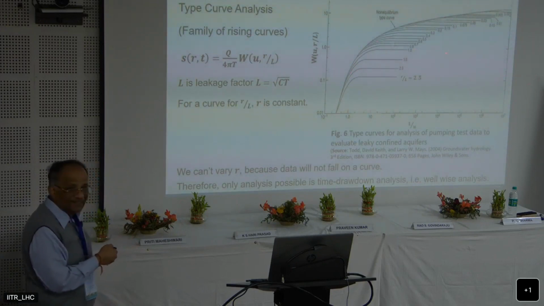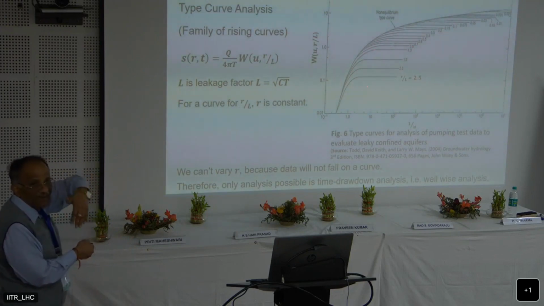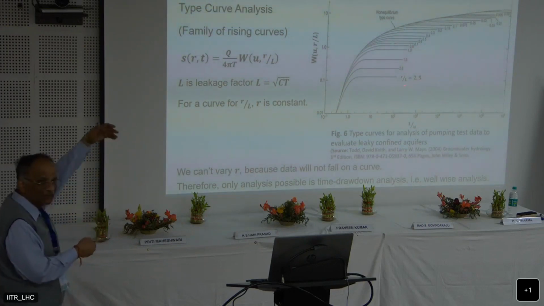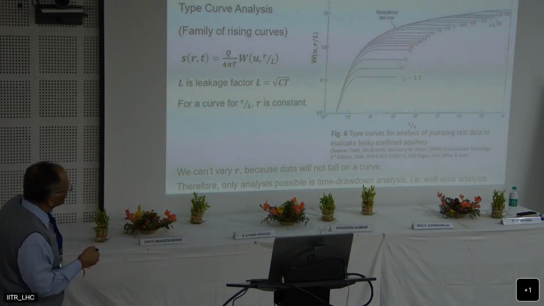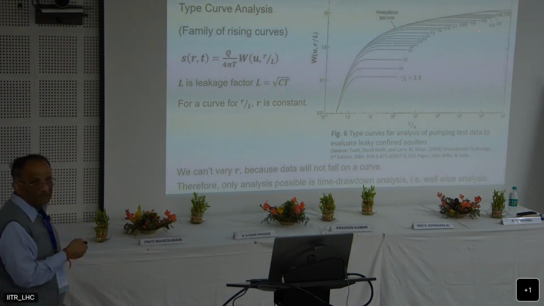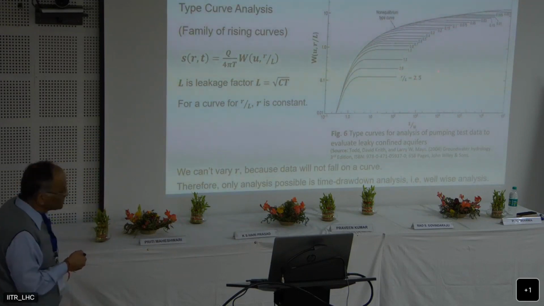Okay, but as the leakage is high, the curve becomes flatter because the drawdowns will not be increasing as much in the aquifer. They will not be increasing as much because there is a contribution from the aquitard. So only one or two among these. Because it's all subjective, you have to pick the curve which is closely matching the time-drawdown data. From that, you find out what R by L is.